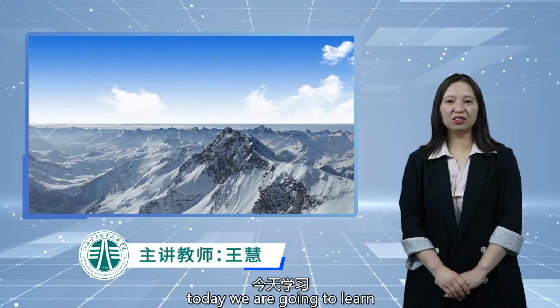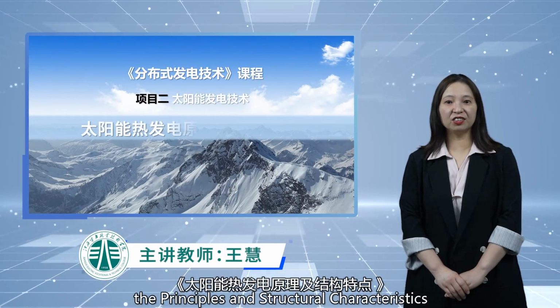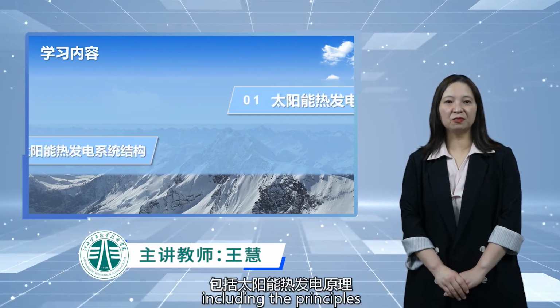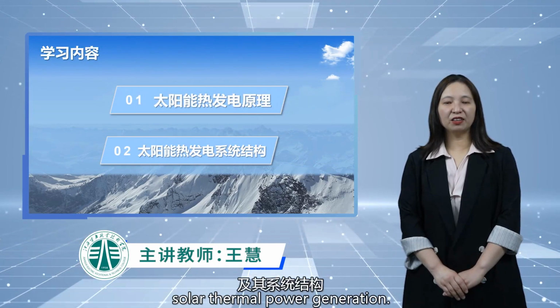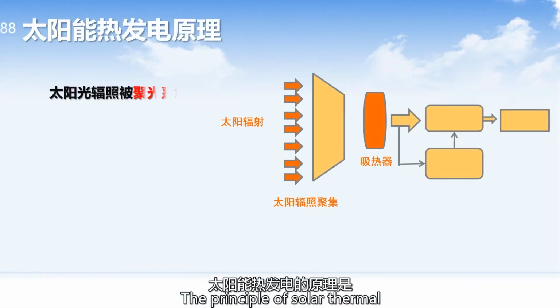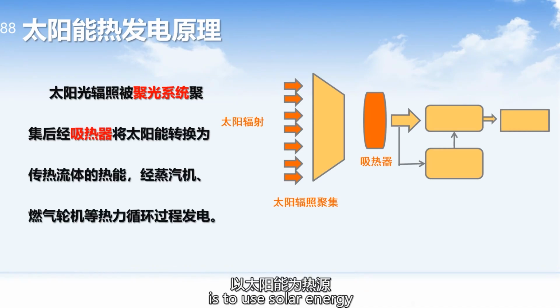Everyone. Today we are going to learn the principles and the structural characteristics of solar thermal power generation, including the principles and the system structure of solar thermal power generation. The principle of solar thermal power generation is to use solar energy as the heat source and use a concentrator to gather the solar energy, heat the working fluid, generate the superheated steam through a heat exchanger to drive the turbine and drive the generator to generate electricity.